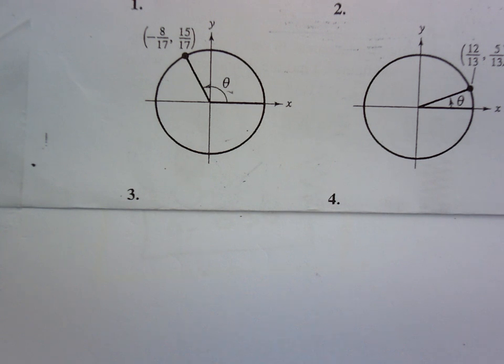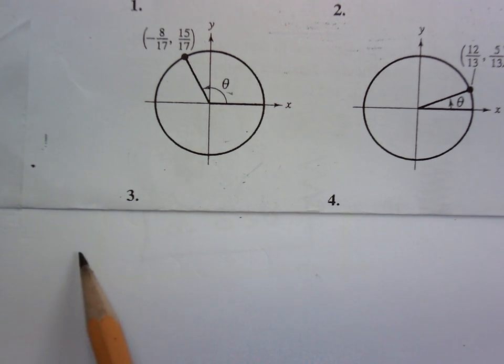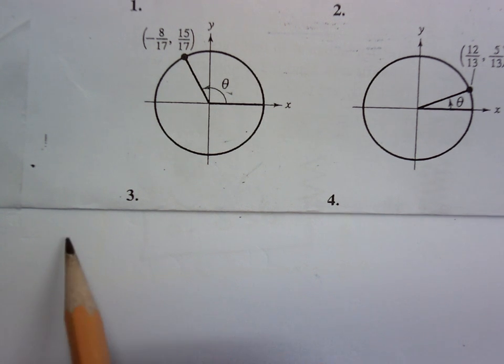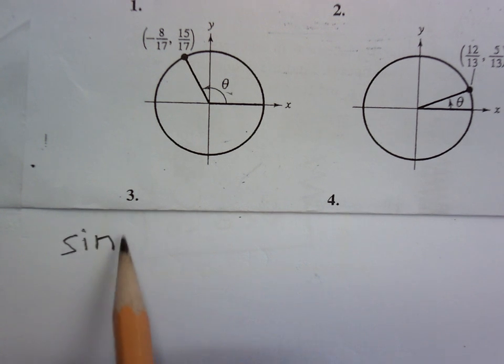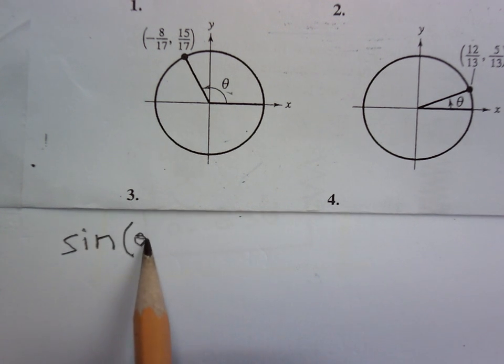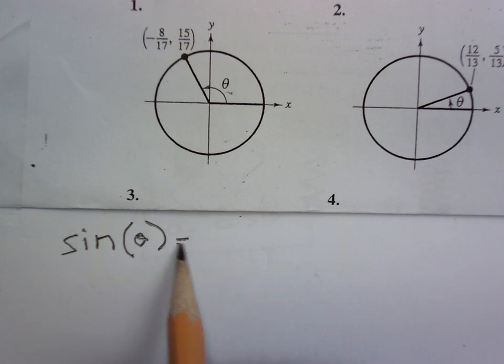Okay, this is problem 1, and it's on page 300, and it asks us to find the 6 trigonometric functions for theta. So what's the first trigonometric function? It was on the board. Sine. But I want you to write the argument. So don't just write sine of theta. Okay? Put equals next to it.